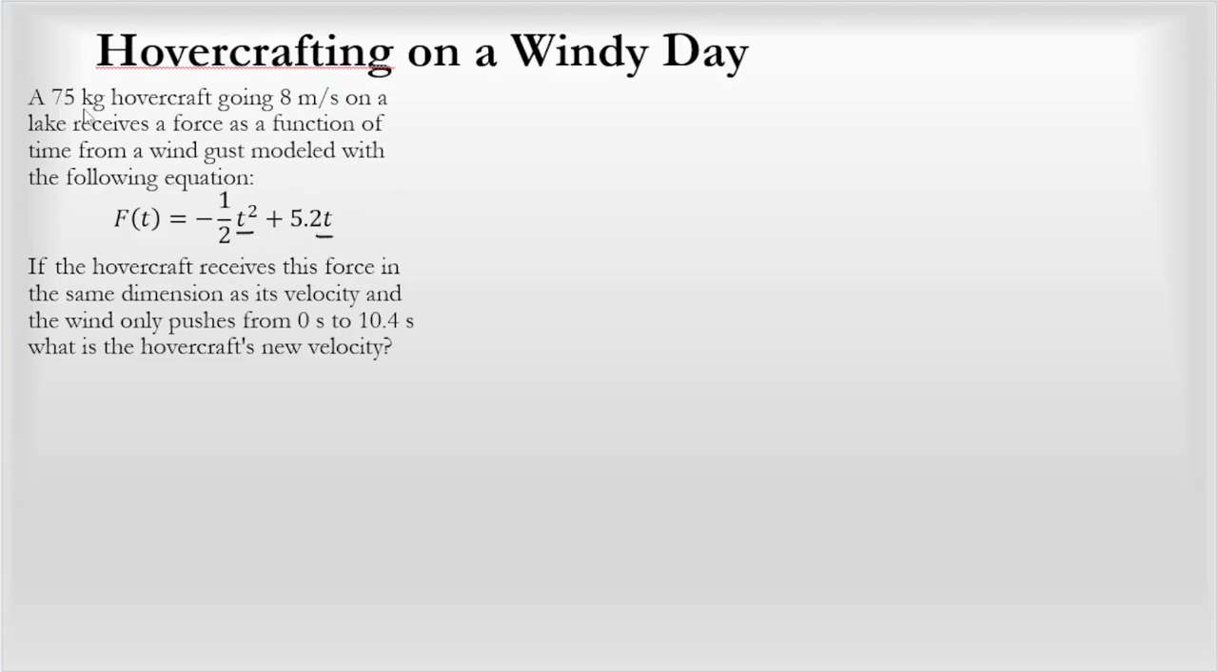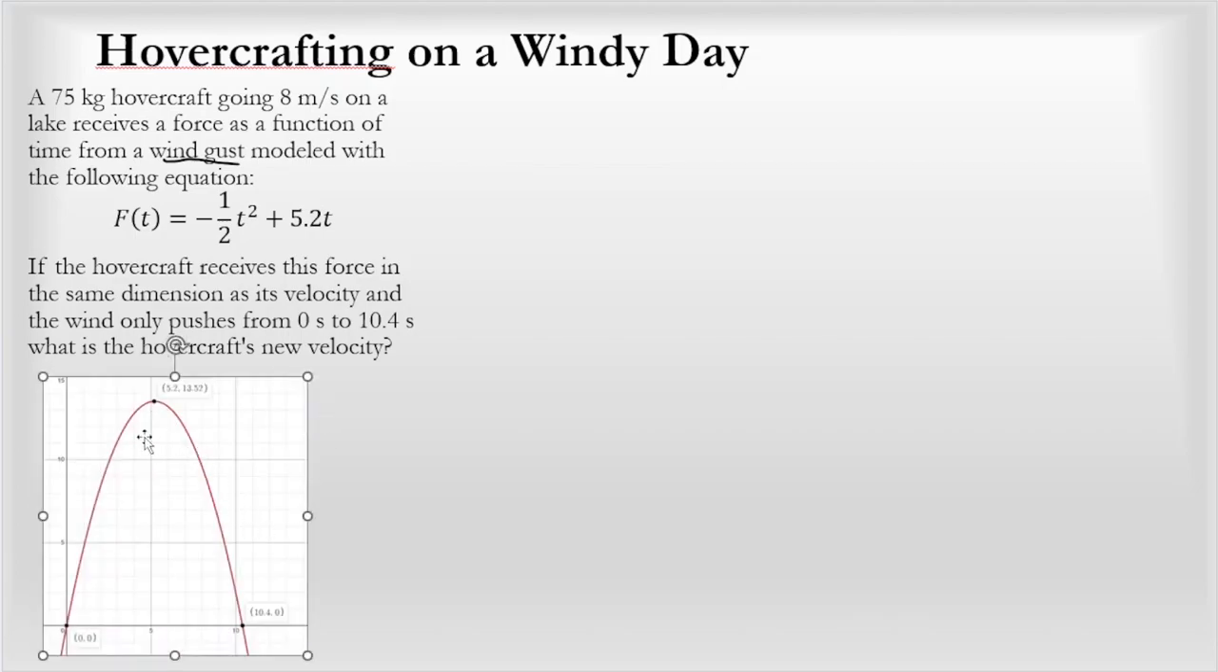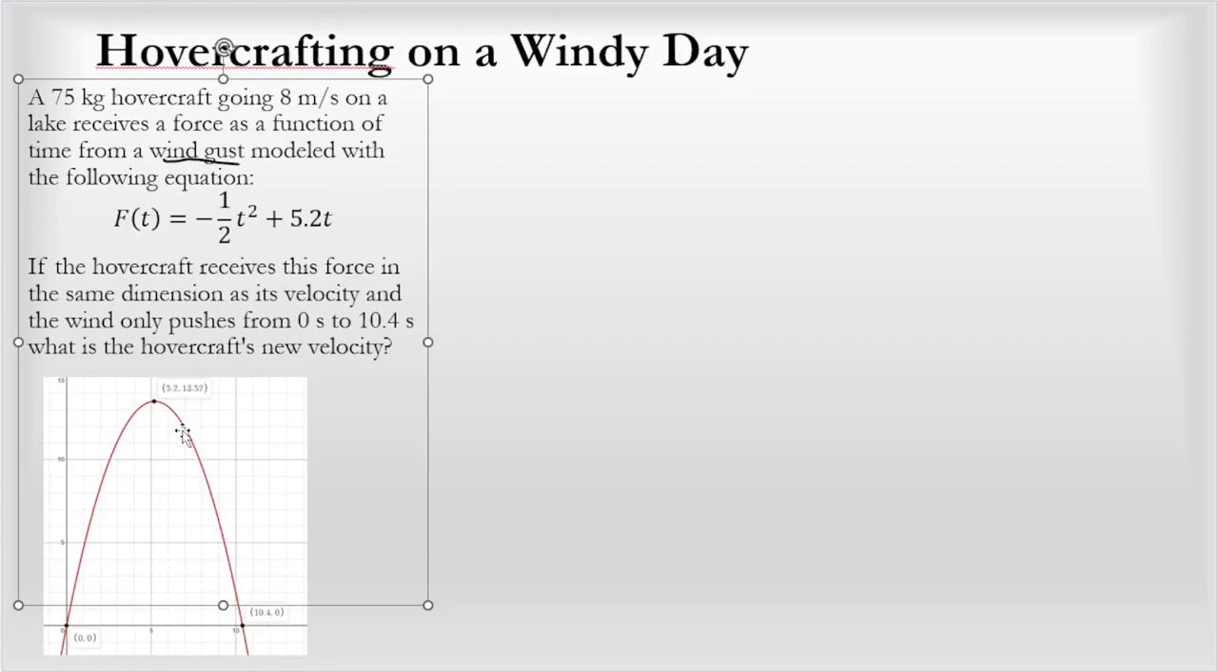It says a 75 kilogram hovercraft going 8 meters per second on a lake receives a force as a function of time from a wind gust modeled with the following equation. So wind gust, this is a wind gust. And when I look at this, and I'll bring this up for you to see, when I graph the function, I get a graph that looks like this. Of course, it's a parabola.